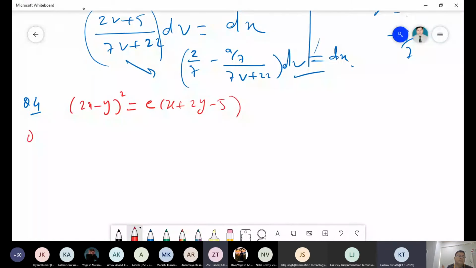Question number 5. dy by dx is equal to (y minus x plus 1) upon (y plus x plus 1).